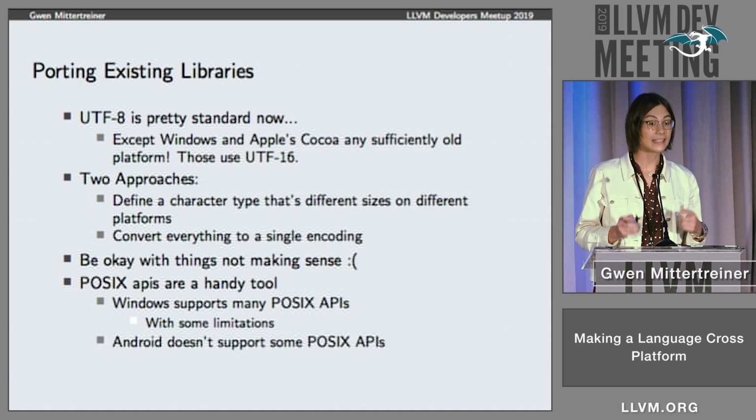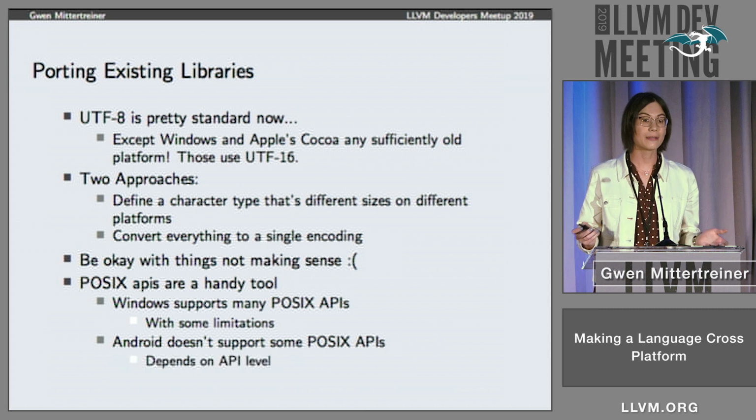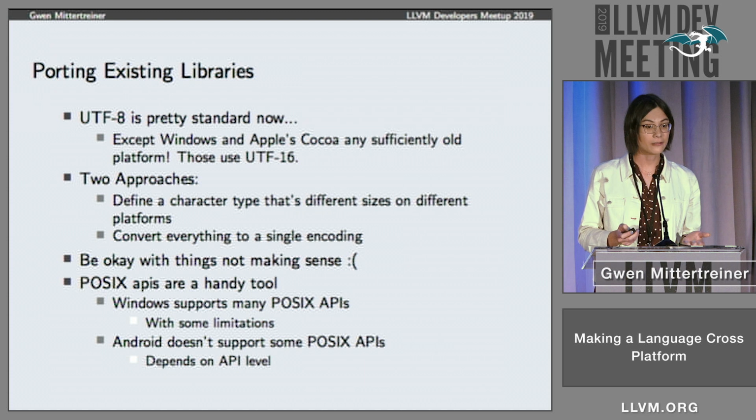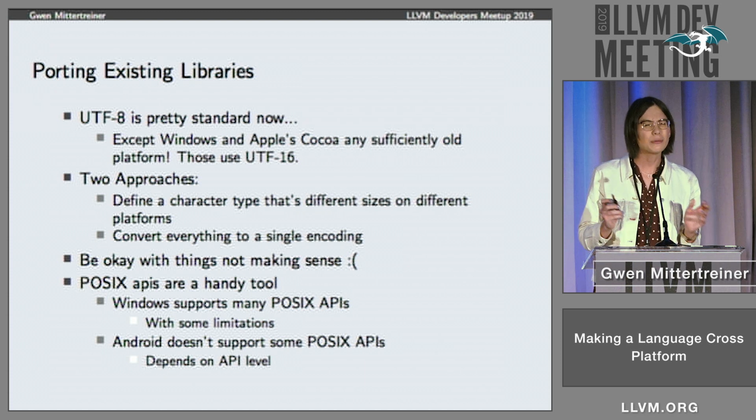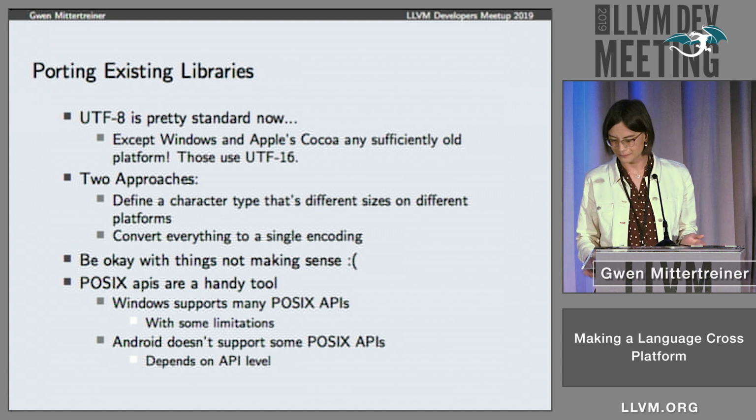Android, conversely, doesn't support many of the APIs that you might expect to have. This often depends on API level. For example, getifaddrs wasn't implemented until API level 24, and this made some of the networking implementations a little bit more difficult than maybe they had to be.